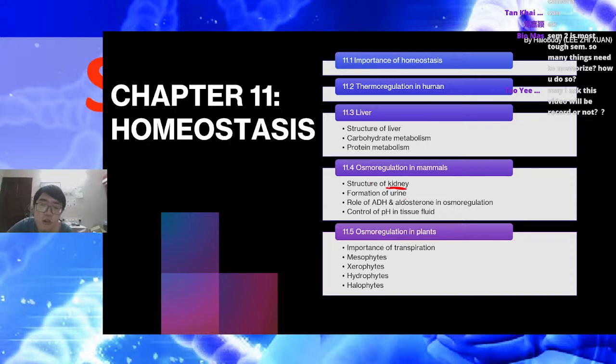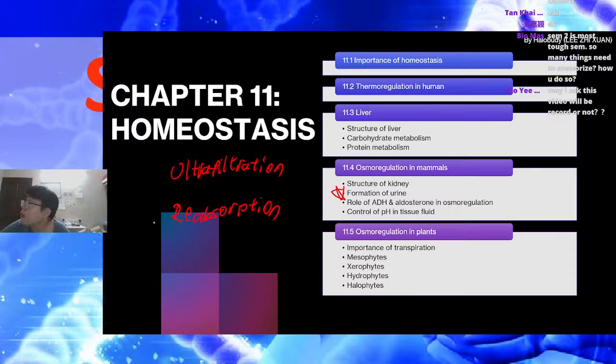So the first topic is you have to know the structure of the kidney. Structure of the kidney, and then formation of urine. This one is very important. Although you already learned it in SPM, in STPM you learn it in much more detail. Because formation of urine has 3 processes, right? First one is ultrafiltration. The second one is reabsorption. Then the third one is collection, if I'm not mistaken. These are the 3 processes: ultrafiltration, reabsorption, and collection.